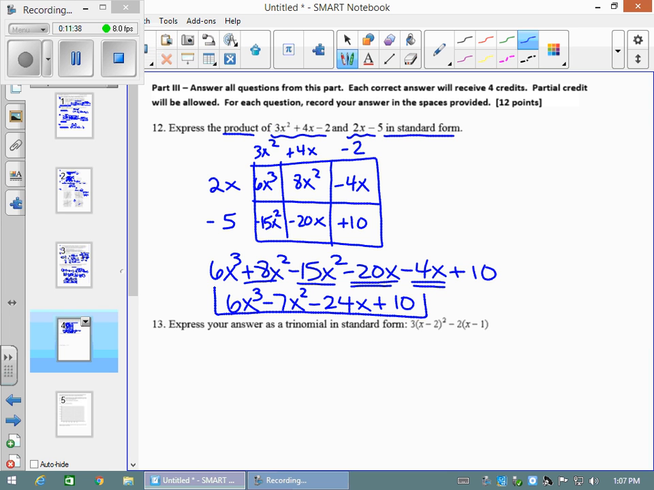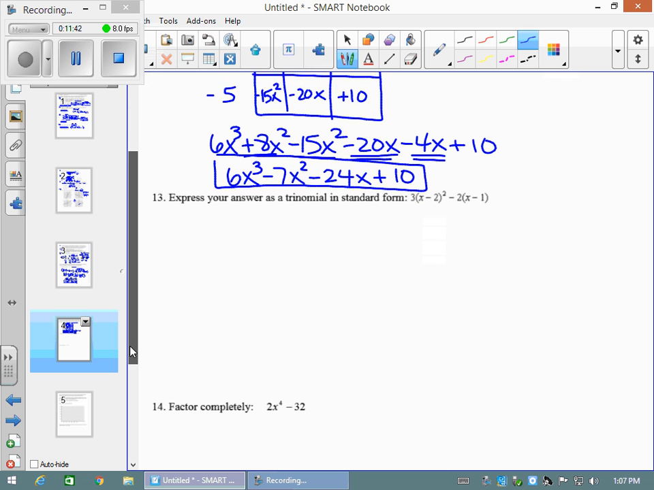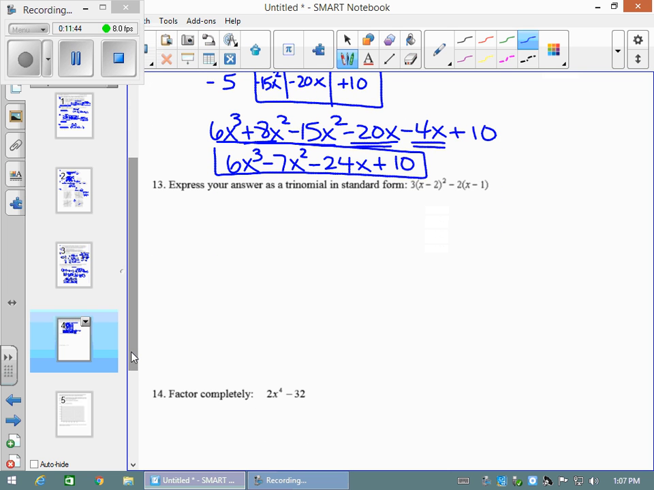For question 13, I'm being asked to express my answer as a trinomial in standard form. So the first thing I see here is that my binomial x minus 2 is being squared. So I'm going to rewrite that out as 3 times x minus 2 times x minus 2, minus 2 times x minus 1. So I'm going to first start out by multiplying these two binomials using the box method.